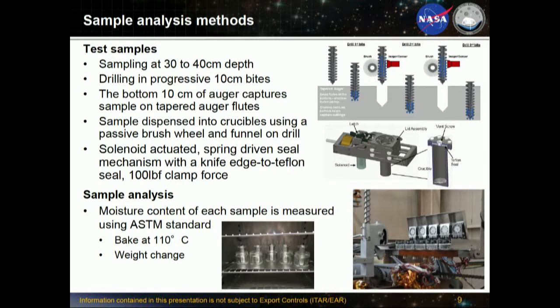When we want to capture one of those samples, we brush directly into a crucible here, and you can see them here. Brush into the crucible, seal at vacuum conditions. We can get 5 of those samples per test. And then after we're done and we vent up, I take those samples into the lab and bake them out using ASTM standard methods. That's how we determine the moisture content of the samples.